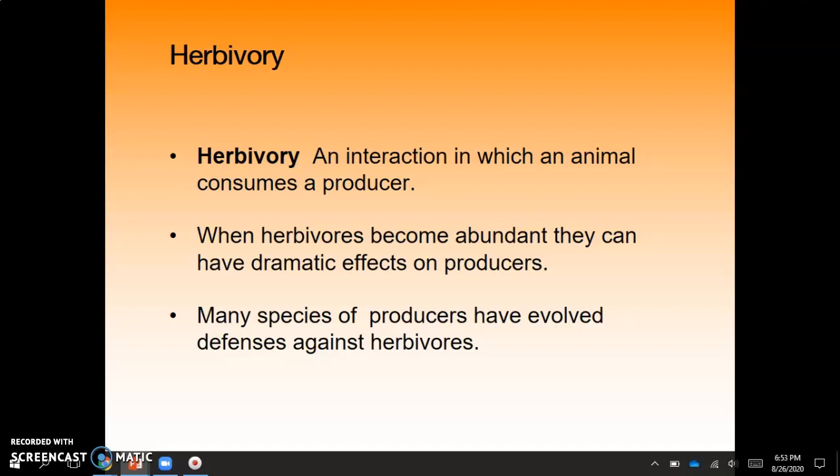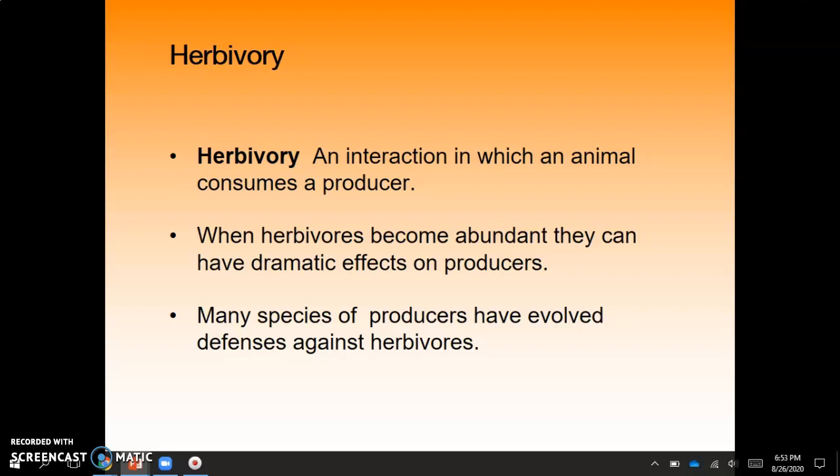Herbivory is an interaction in which an animal consumes a producer. So these are basically your vegetarians, deer consuming grass, consuming foliage, things like that. When herbivores become abundant, they can have dramatic effects on producers. So this is considered to be negative because if there's an overgrowth of consumers that will actually eat producers, then it kind of gets out of control and they eat too many of the producers.